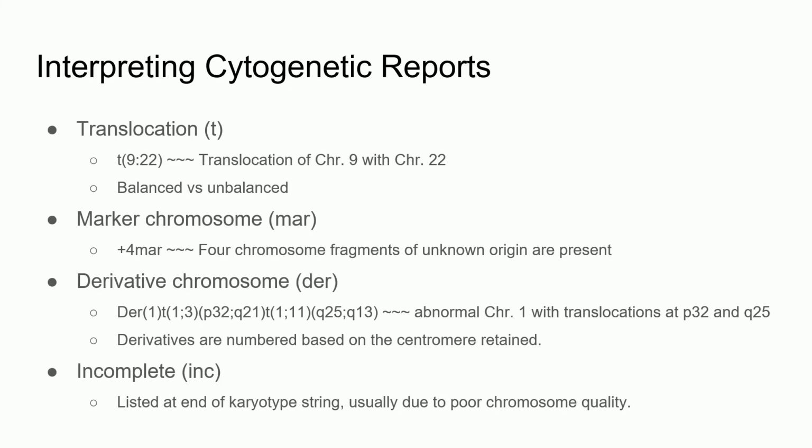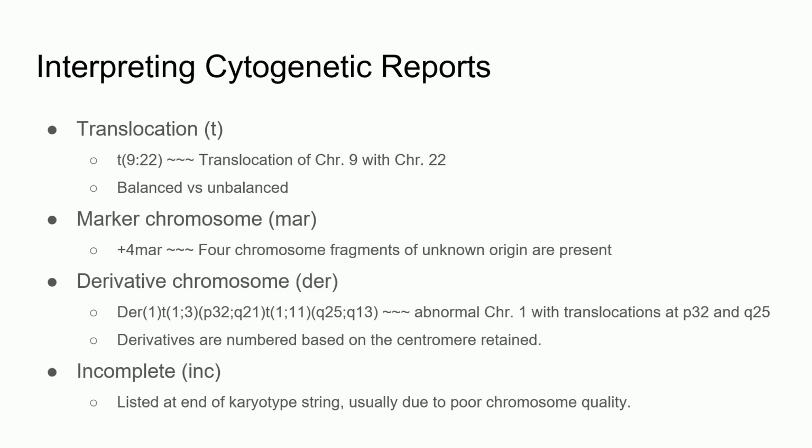Unbalanced translocations occur when the exchange of chromosome material is unequal and results in extra or missing genes. These are generally more sinister, as you can imagine. Marker chromosomes are incomplete fragments of a chromosome that lack a centromere and are unidentifiable. Derivative chromosomes have more than one alteration in them, such as an inversion and a deletion, or an unbalanced translocation, for example. They are designated based on the centromeric region they have retained.